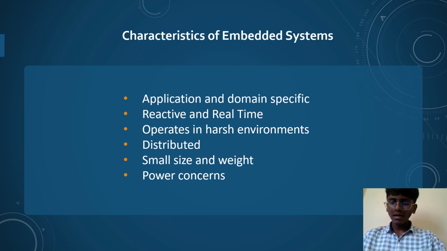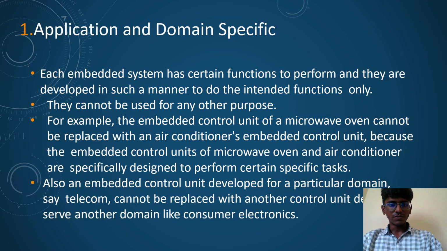So moving to the next slide, application and domain specific. Each embedded system has certain functions to perform, and they are developed in such a manner to do the intended functions only. They cannot be used for any other purpose. For example, the embedded control unit of the microwave cannot be replaced with an air conditioner's embedded control unit, because the embedded control units of a microwave oven and an air conditioner are specifically designed to perform a certain specific task.